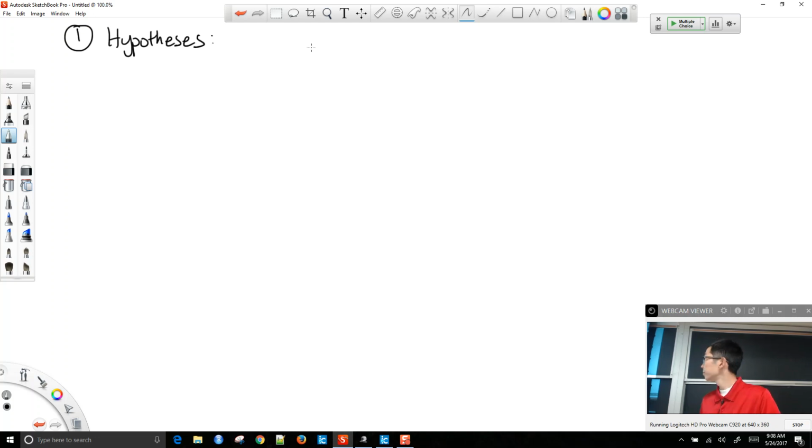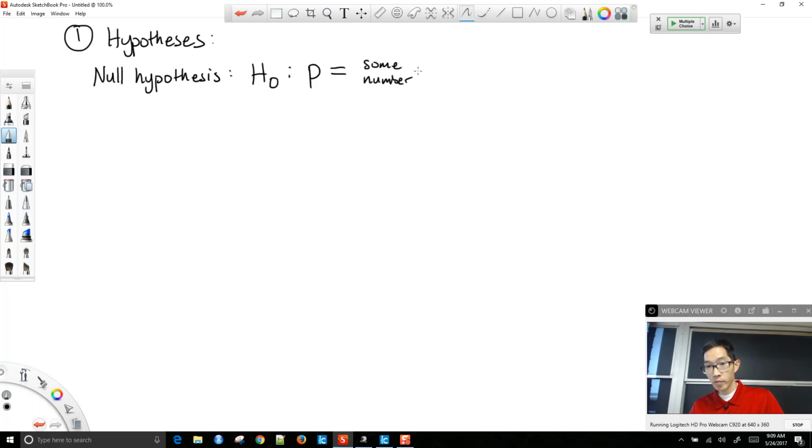We start off with the creation of a null hypothesis, which we write as H0. H0 is our null hypothesis. In this case, we are doing a hypothesis test for P based on one sample, and we say P is equal to some number, and that value is going to be called P0. So the null hypothesis states that P is equal to some number P0.